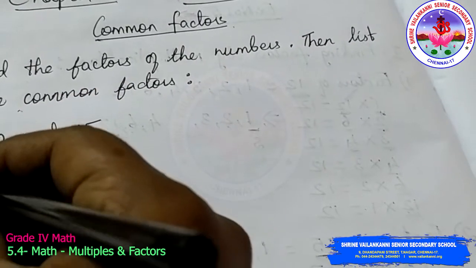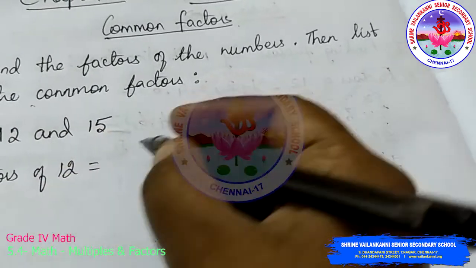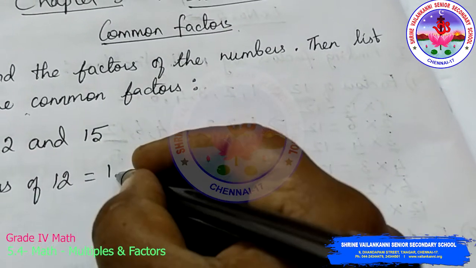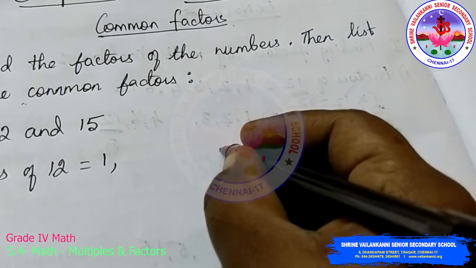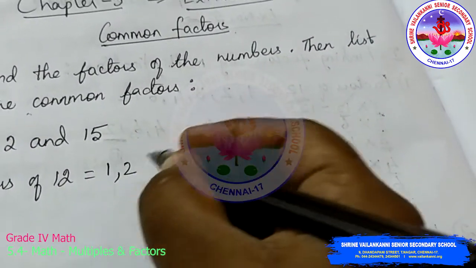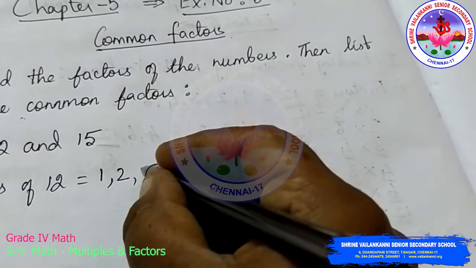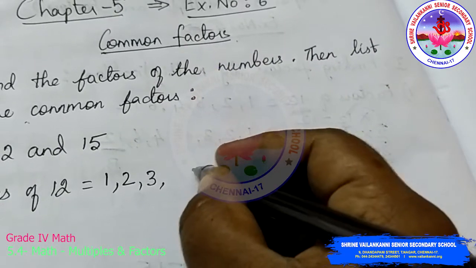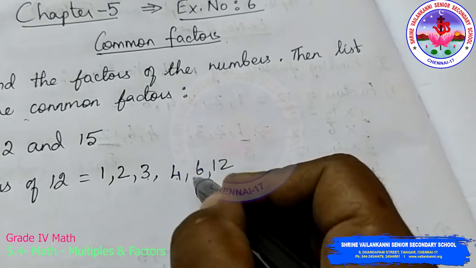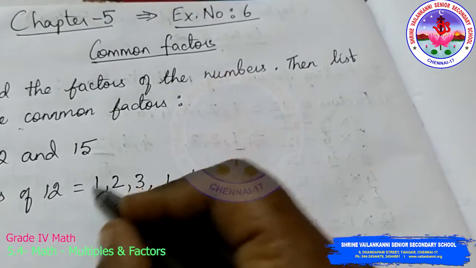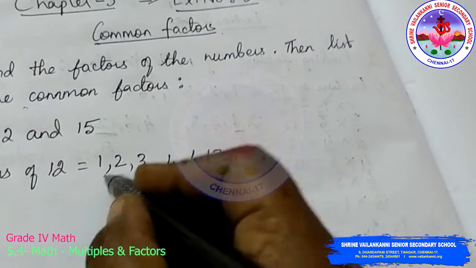First, I am going to find the factors of 12. Starting with the 1 table, 1 12s are 12, and then 2 6s are 12, 3 4s are 12, 4 3s are 12, 6 2s are 12, 12 1s are 12. So these are the 6 factors for the number 12.